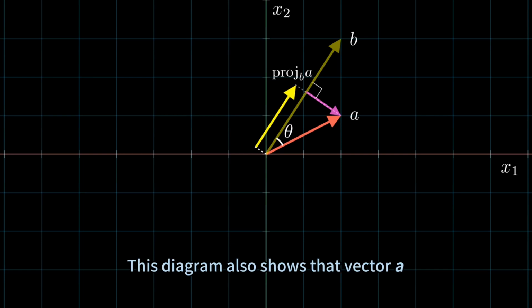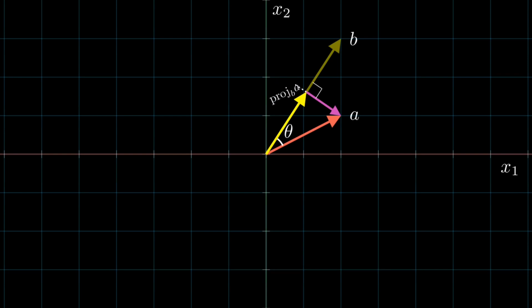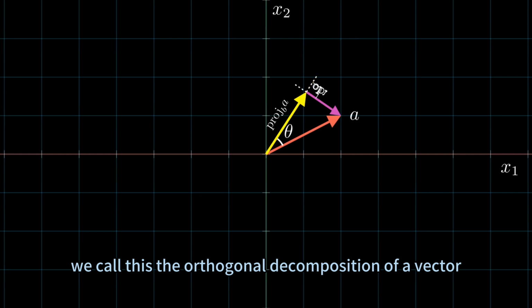This diagram also shows that vector A can be decomposed into two components. One component is parallel to B, the other perpendicular to B. We call this the orthogonal decomposition of a vector.